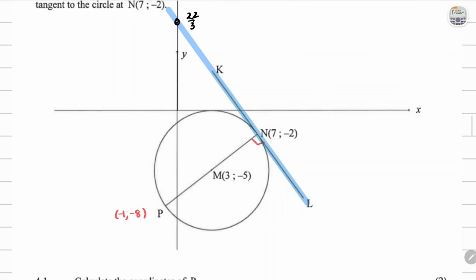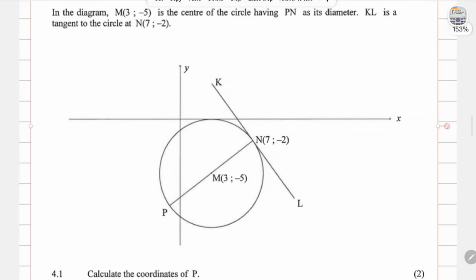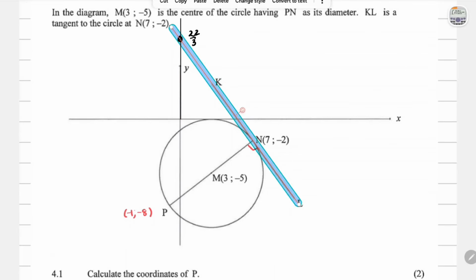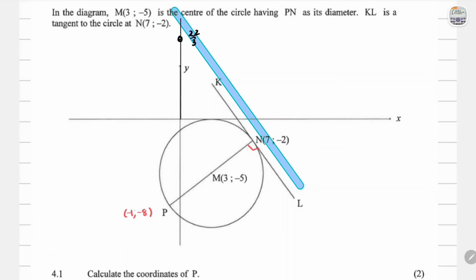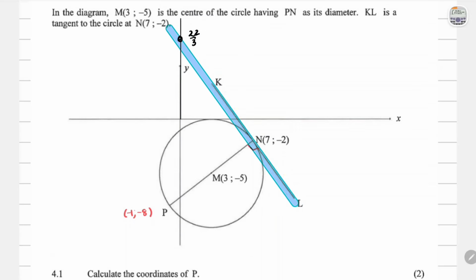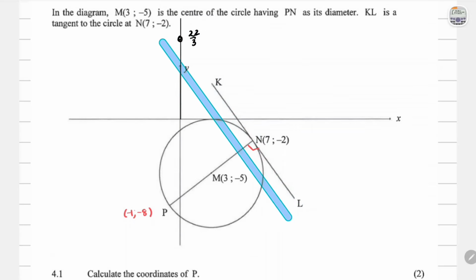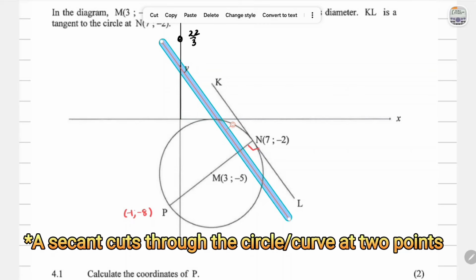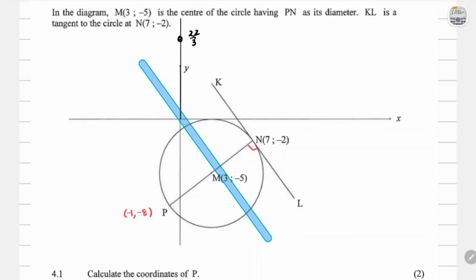So how do we shift it? We should shift it not up, because if you shift it up, that doesn't really solve your problem. Shifting it up, you see, it's not even intersecting with the circle. So we need to shift it down. If we move it down, you see that it's a secant all through. A secant would cut through a line at two places. So it's going to be a secant all through here.